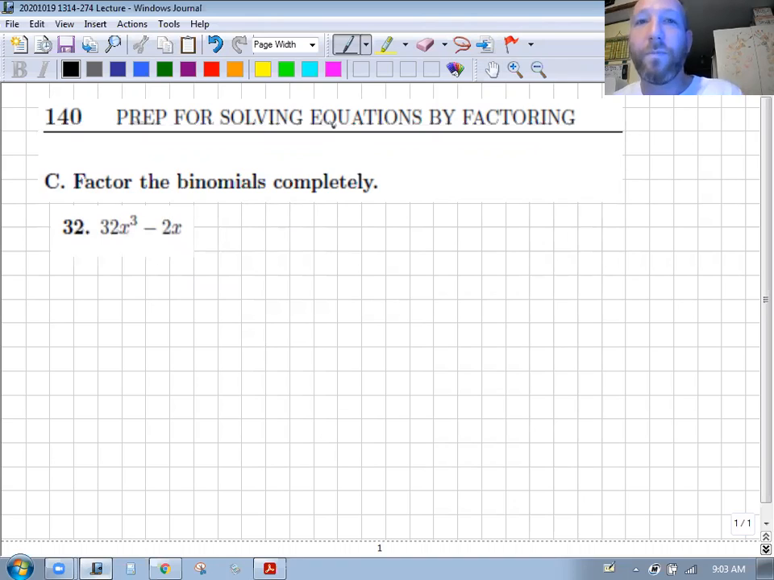All right, so we're on page 140. They want us to prep for solving equations by factoring.